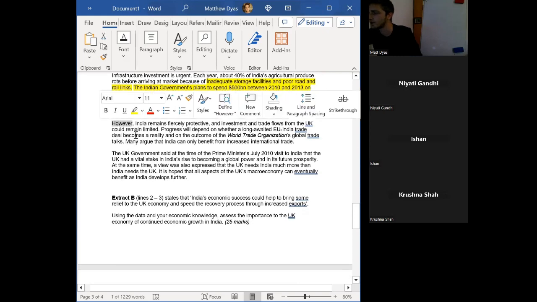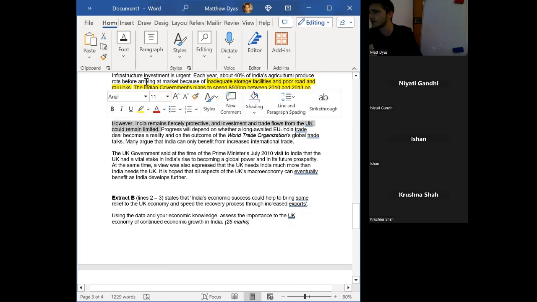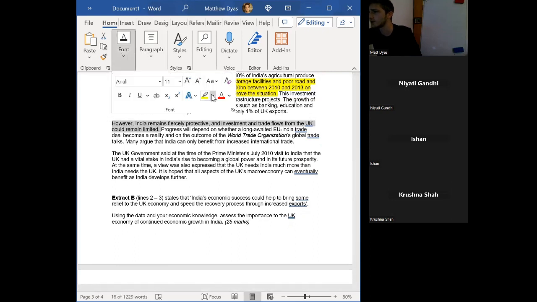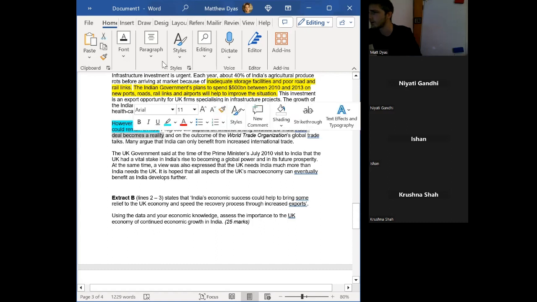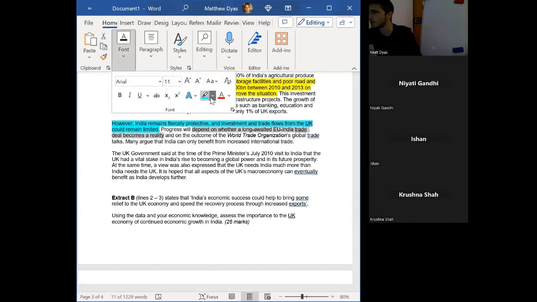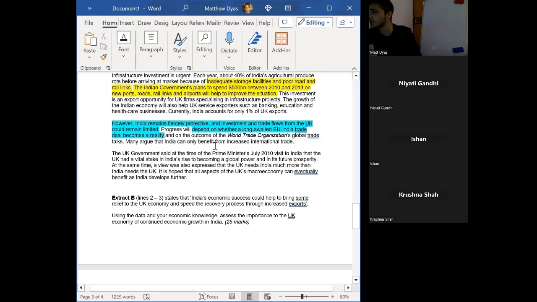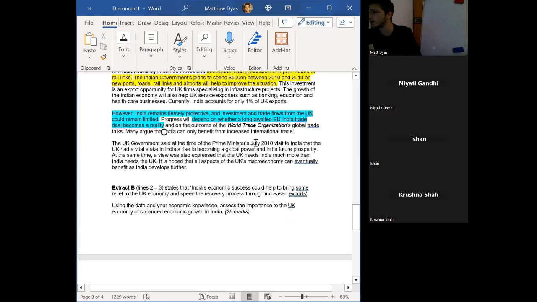Looks like this paragraph could give us some evaluation. India remains fiercely protective. Investment and trade flows from the UK could remain limited. Okay, that's definitely a big clue on evaluation. It's definitely going to be one of my points. This again gives a lot of strength to an evaluation, saying it depends on the trade relationship between the UK and India. If India is fiercely protective, that typically means they don't encourage free trade as much as other countries. So they might not want to trade with us, simply put.